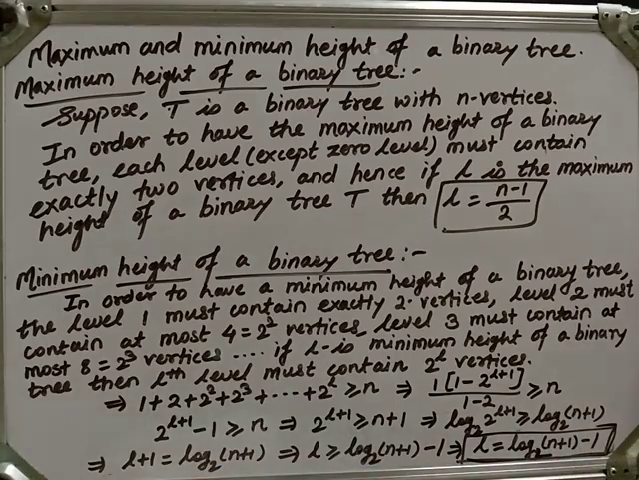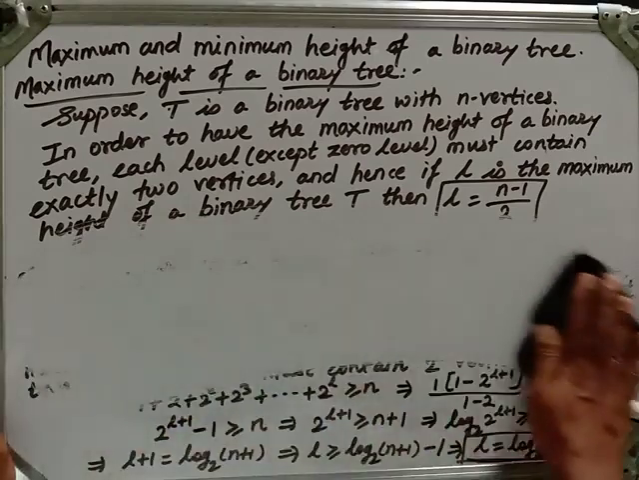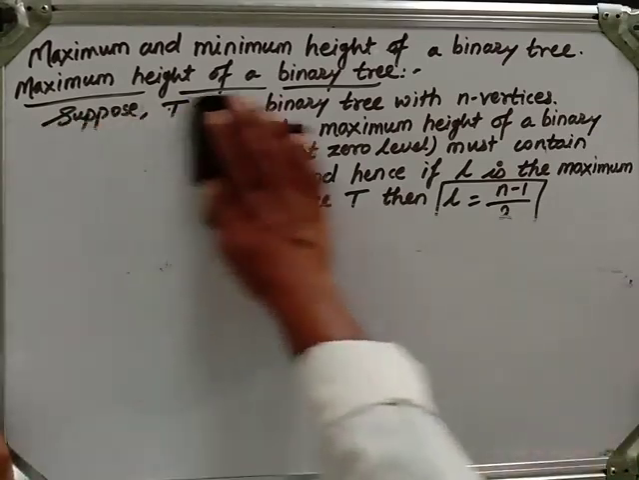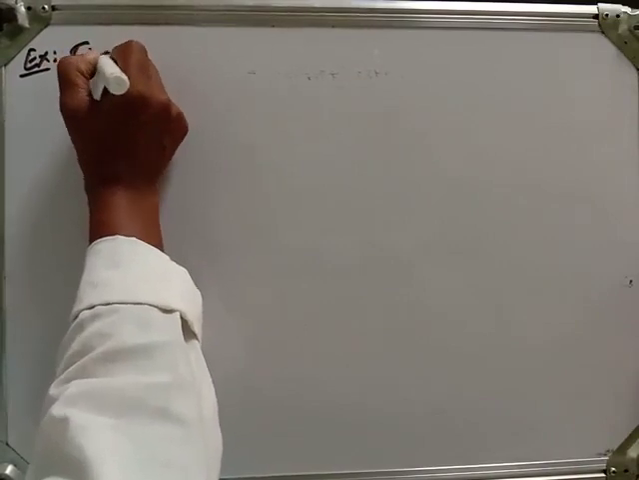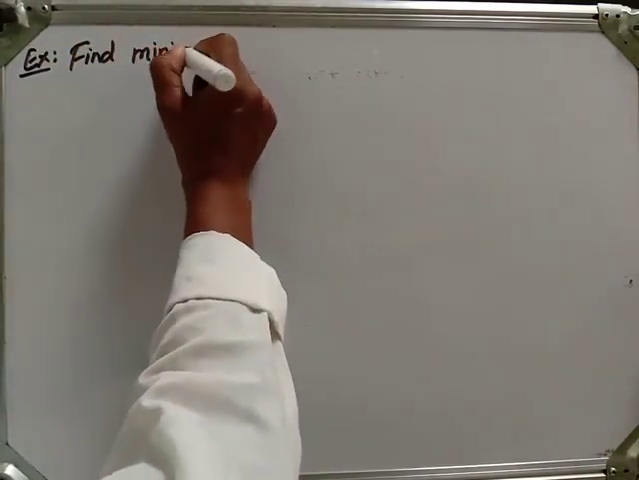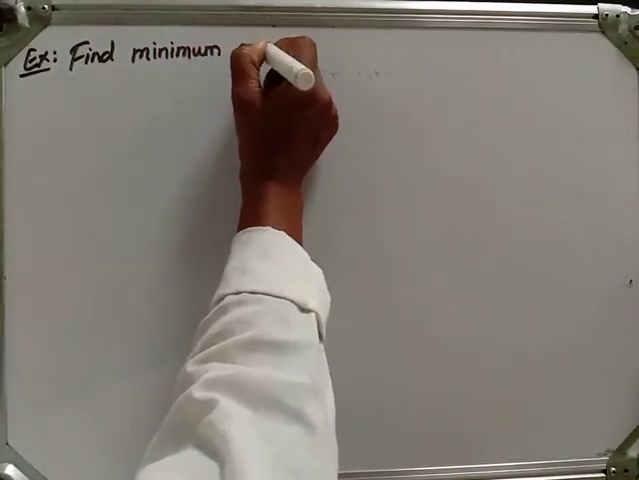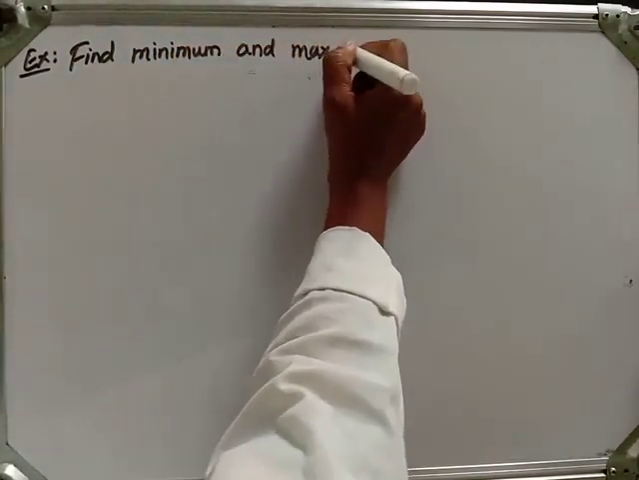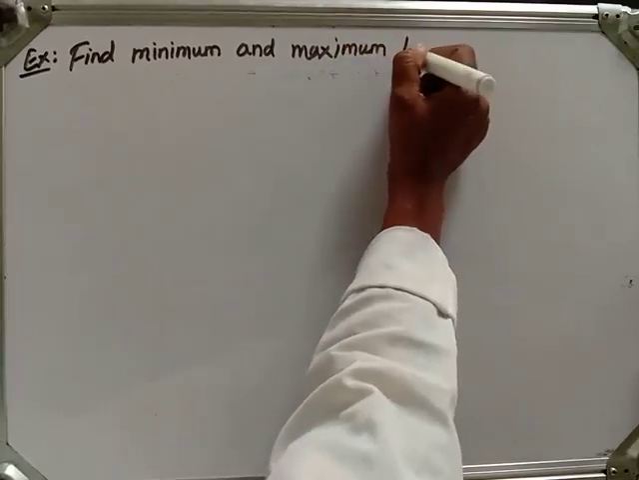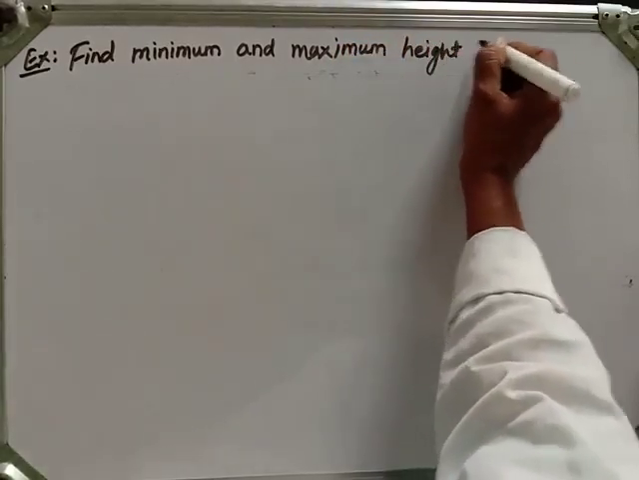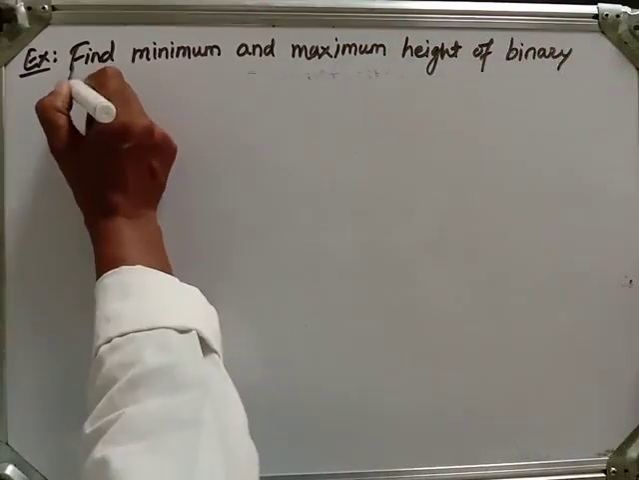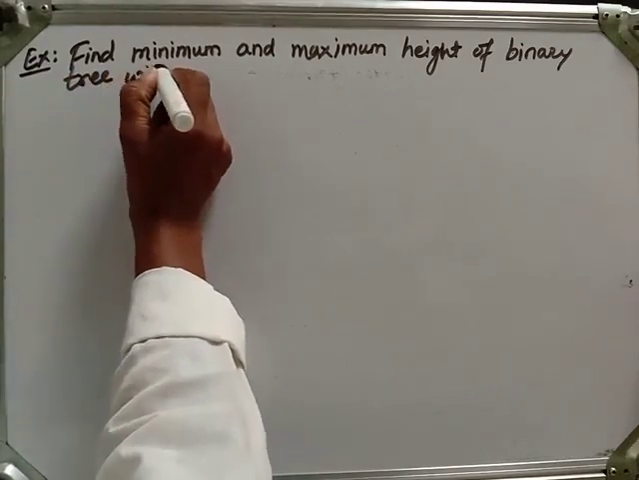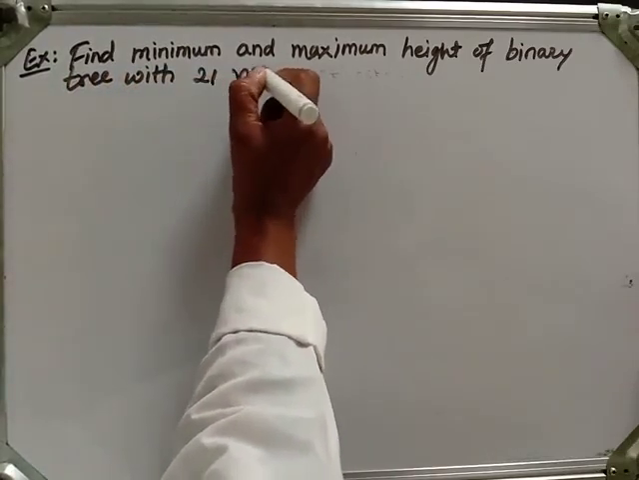Fine. Now suppose we have a question: find the minimum and maximum height of a binary tree with 21 vertices.